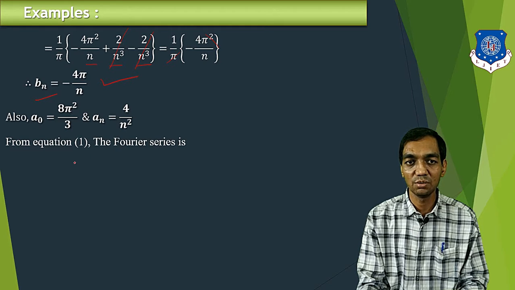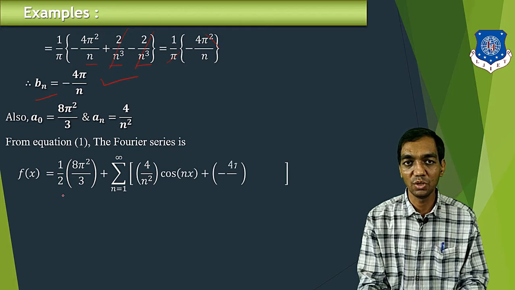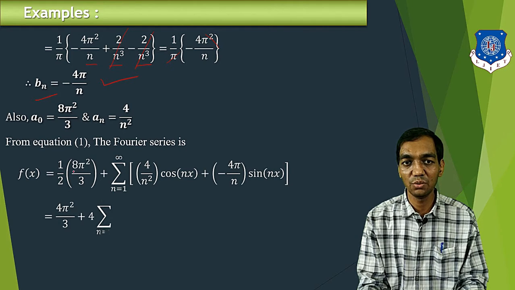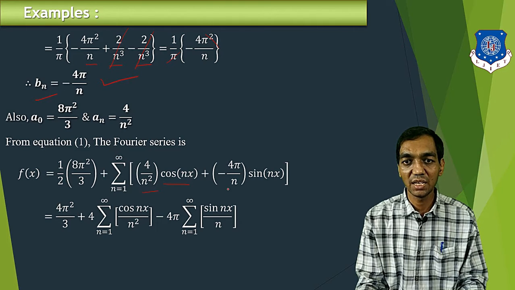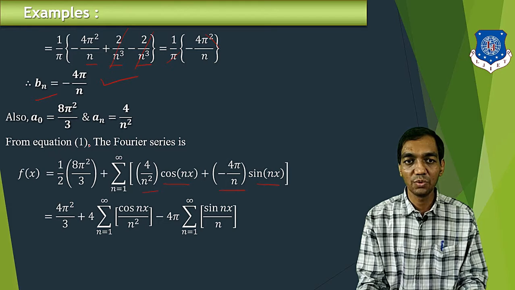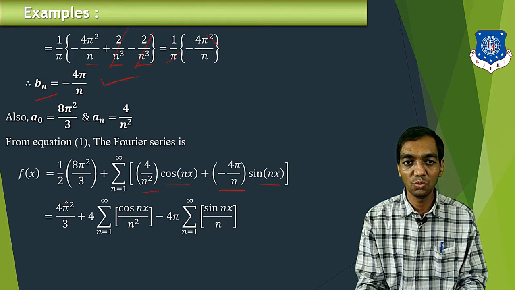So putting these values, that will give you the Fourier series f(x) is equal to 1 upon 2, because a0 by 2, so 1 by 2 into 8 pi square by 3, plus sigma n running from 1 to infinity, an, that is 4 upon n square into cos nx, plus bn, that is minus 4 pi upon n into sin nx.